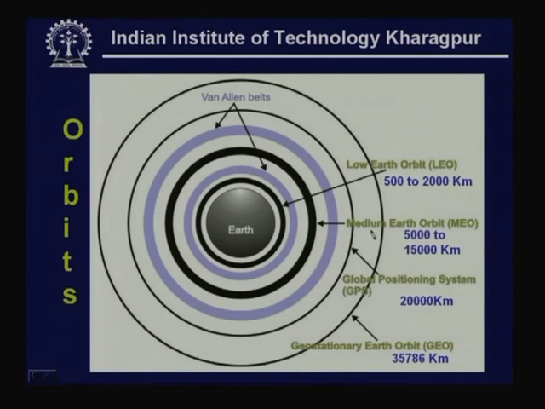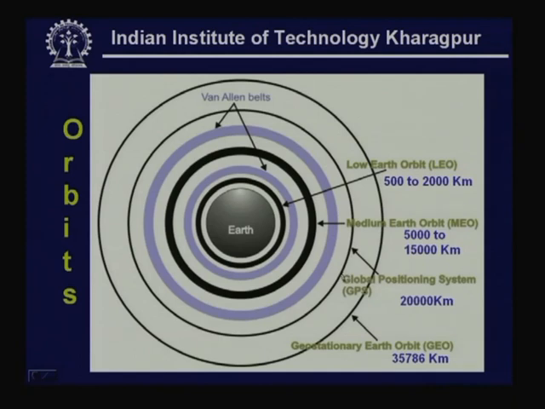On the other hand, the medium earth orbit, which is between the two Van Allen belts, is from 5000 to 15,000 kilometers. These are known as medium earth orbit or MEO satellites. And there is a third orbit which is known as geostationary earth orbit, GEO, at the precise distance of 35,786 kilometer. So, these are the three popular orbits which are used for placing satellites.